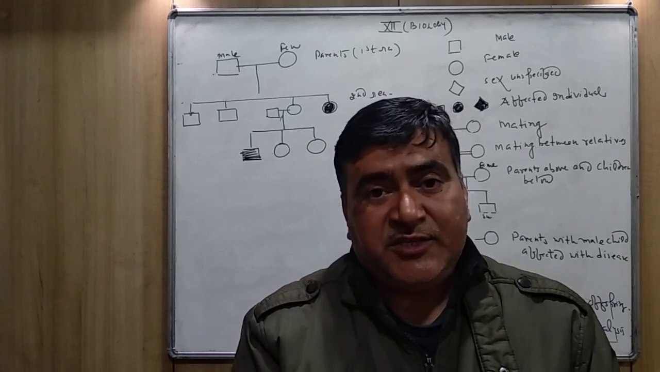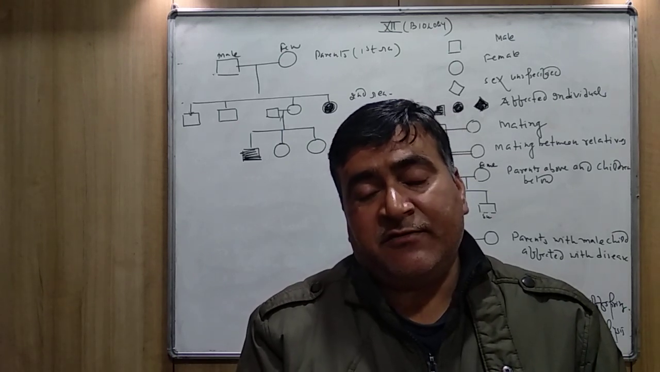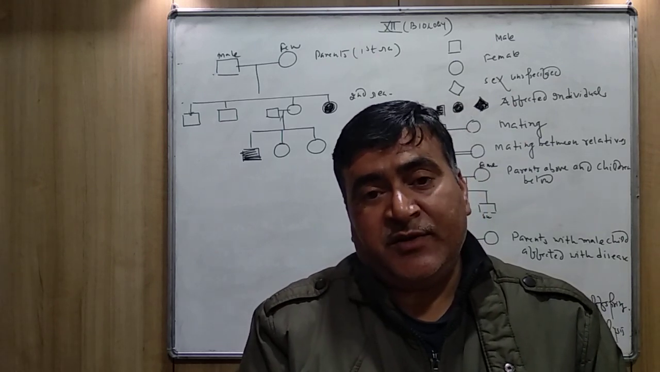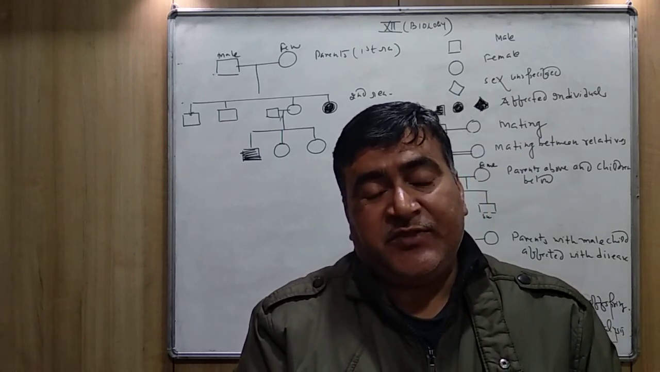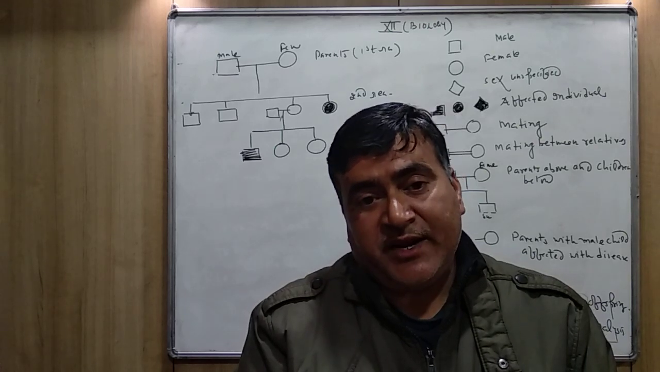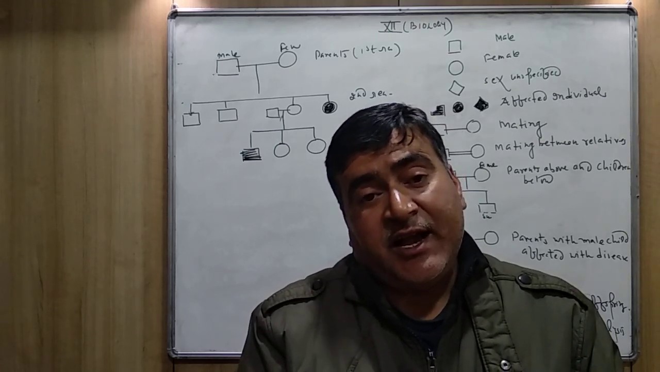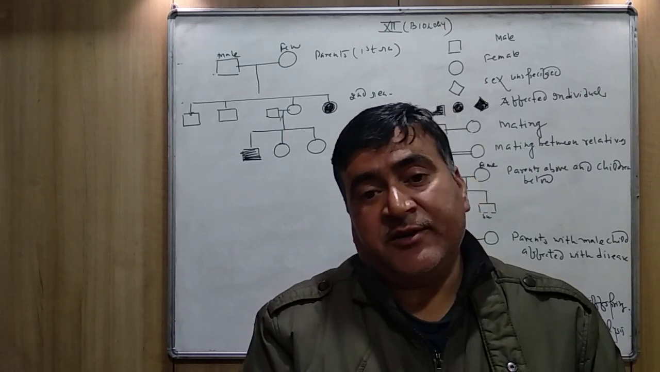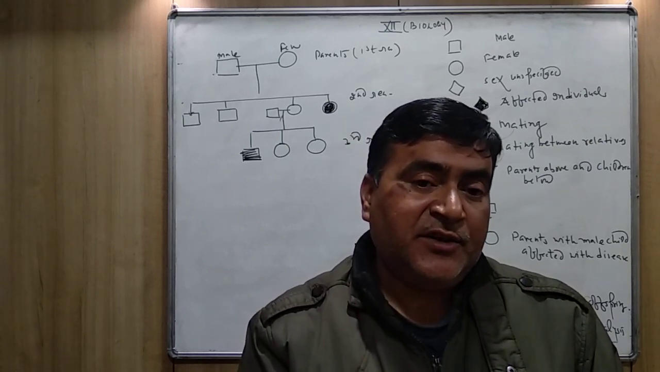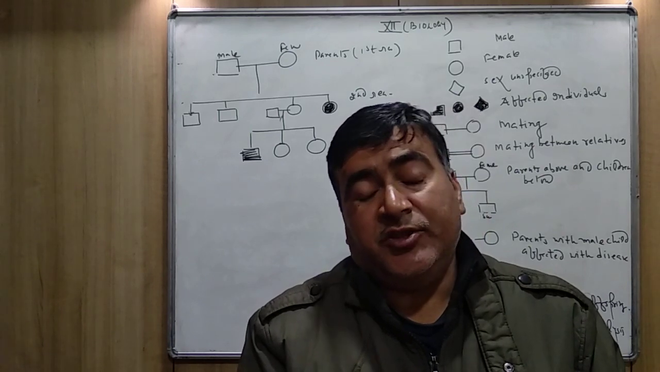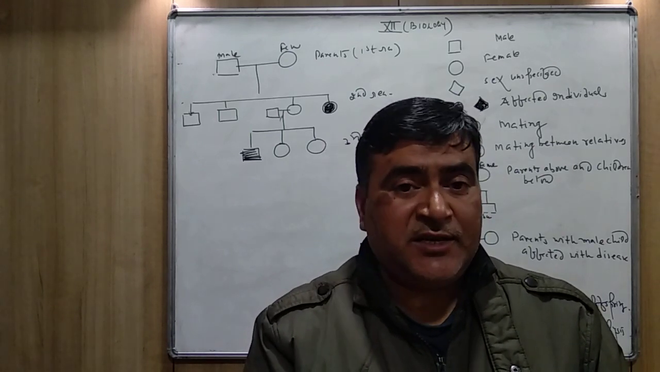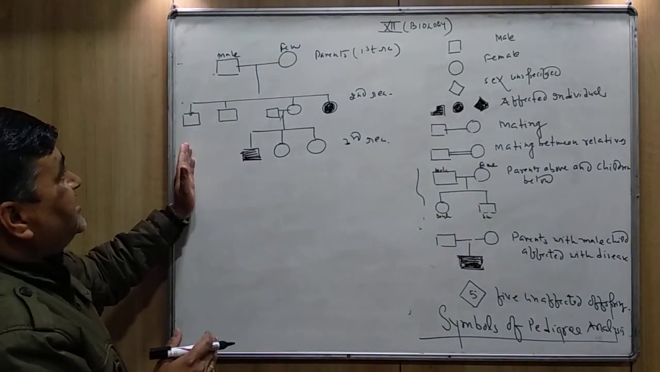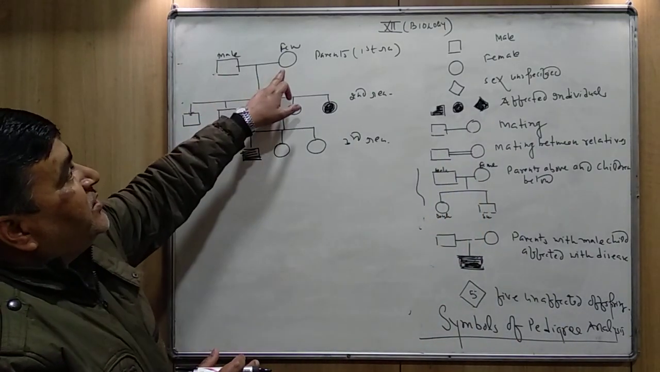But they may have the gene, and the genes are in the recessive form in the parents, so the traits are not visible in the parents, but they are the carriers of that particular trait. They can transfer that particular disease to their offspring, to their son or daughter. So in this diagram you can see here the parents are looking normal.